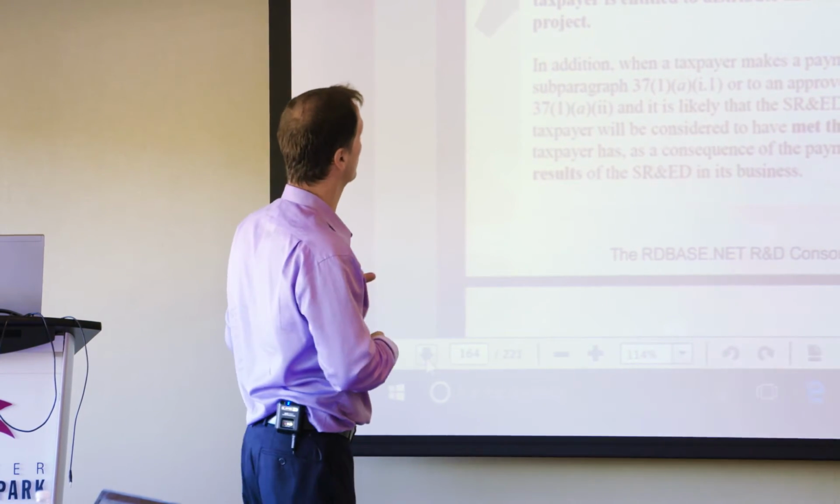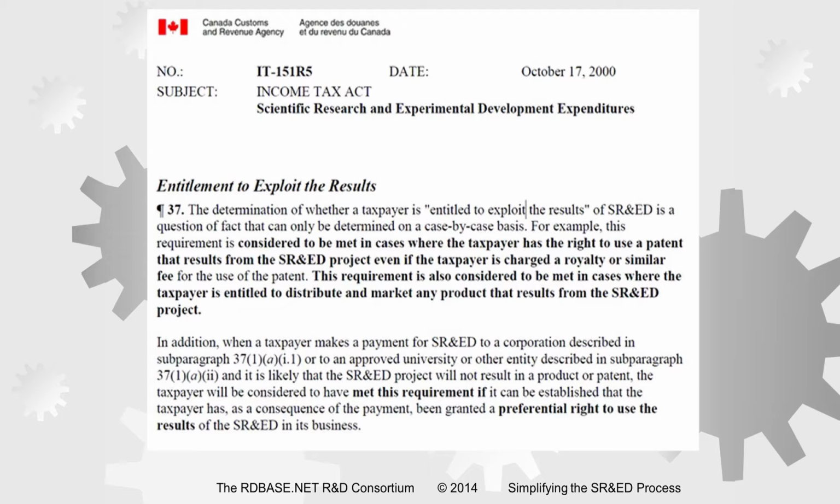It says entitlement to exploit is considered to be met in cases where the taxpayer has the right to use a patent that results from the SR&ED, even if the taxpayer is charged a royalty or similar fee for the use. It's also considered to be met where the taxpayer is entitled to distribute or market any product that results from the project. Okay?